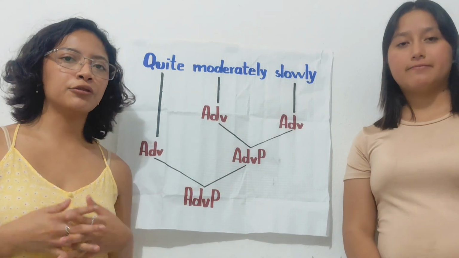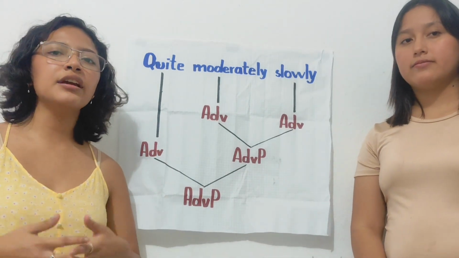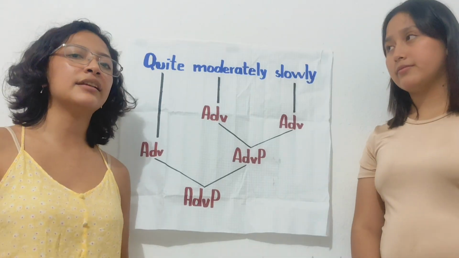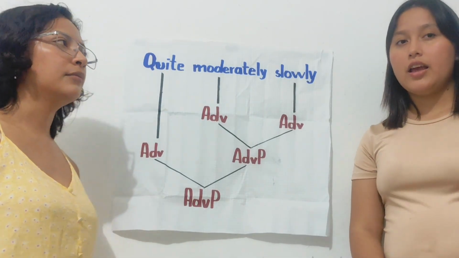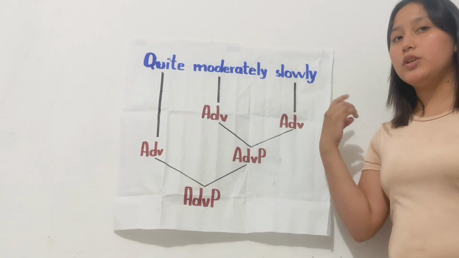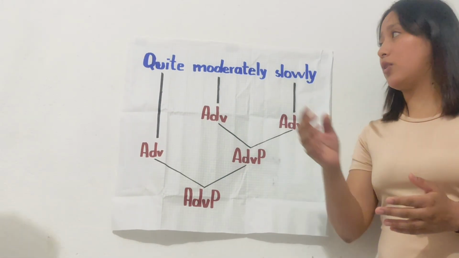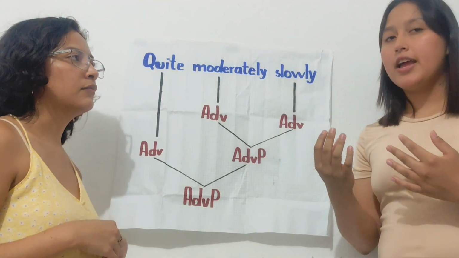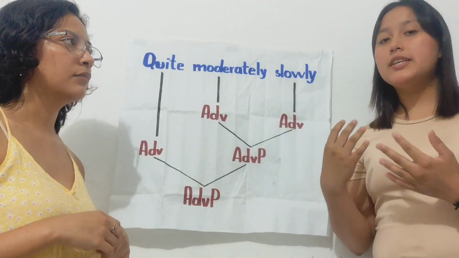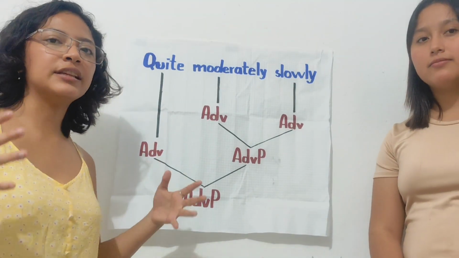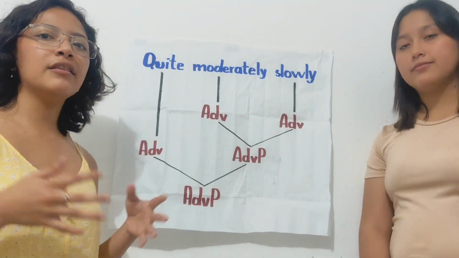This layered structure is exactly what the syntax tree helps us visualize. Instead of seeing just three words, we understand how they relate to each other. In this case, we saw how a simple phrase like "quite moderately slowly" can actually have a complex internal organization. And by analyzing it, we can better understand how meaning is built step by step.